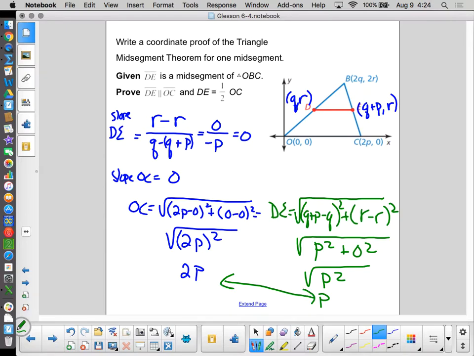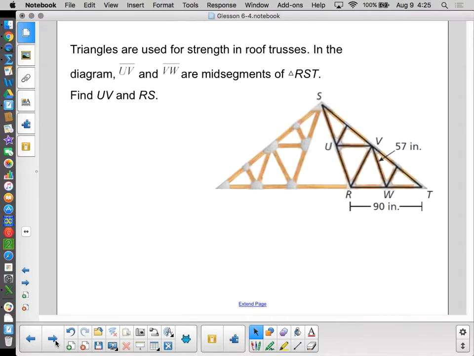I've just proven that the midsegment is half the length of the side it's parallel to, and that they're parallel, both using coordinate geometry. Interesting stuff. But that's midsegments. I mean, they're not terribly difficult. A lot of the applications are a lot more practical. They don't involve any coordinate geometry.